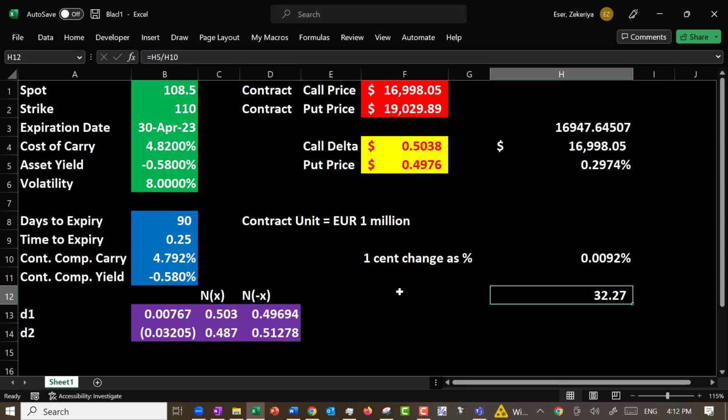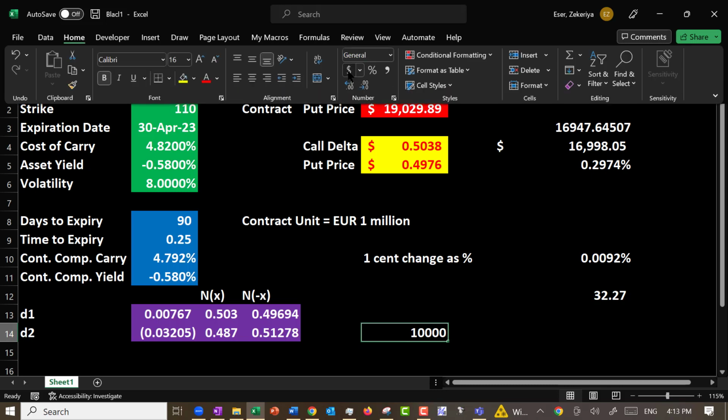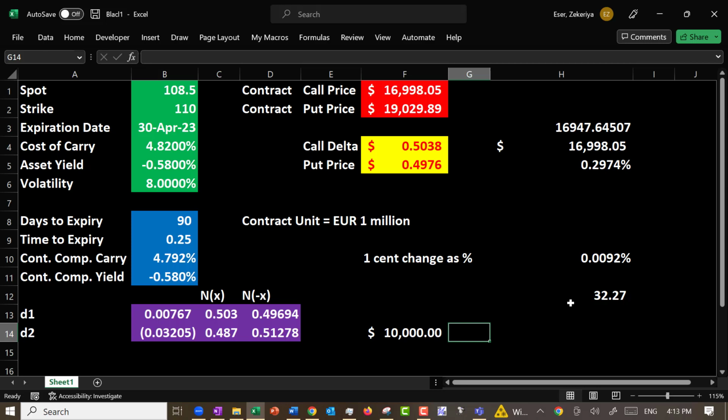So 1 cent, if you basically bought $1 million yourself, how much would you have made? 1 million euros. That's $10,000. Yeah, if it changes by 1 cent, you would have made $10,000.